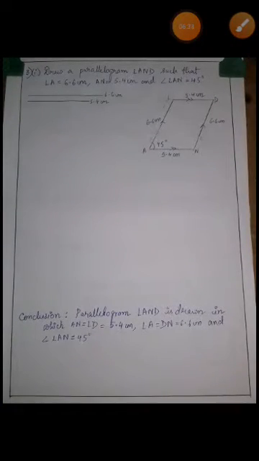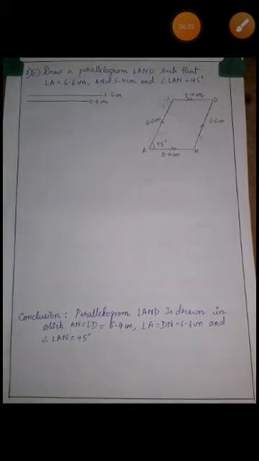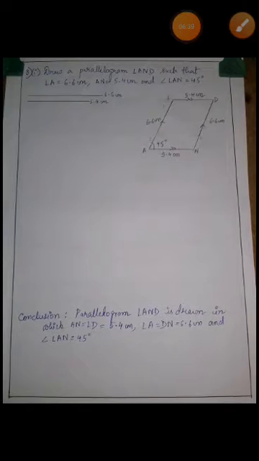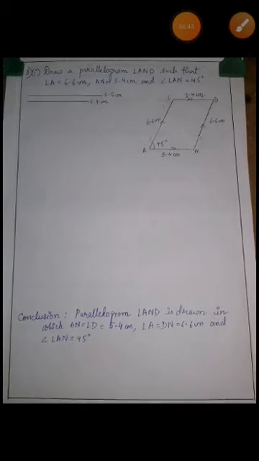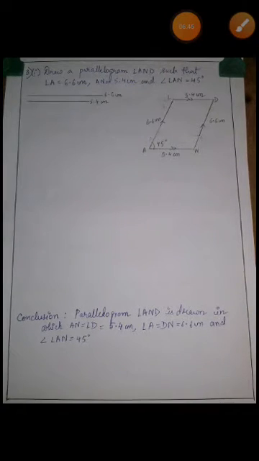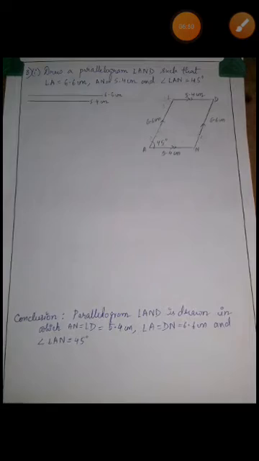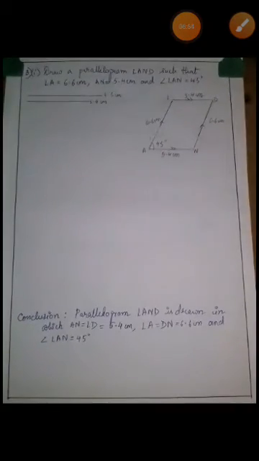Now start constructing the parallelogram, and you know you have learned how to construct the parallelogram previously also. Let us recall the property of the parallelogram, that the opposite sides are parallel and equal. So at first we are going to draw the base. So for drawing the base, draw a ray first of any measurement.